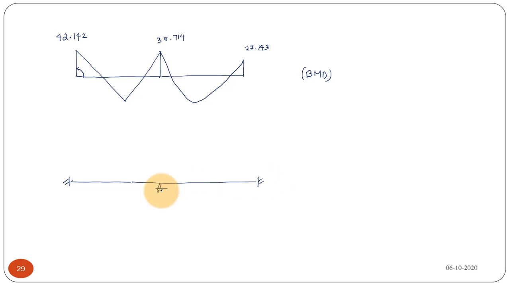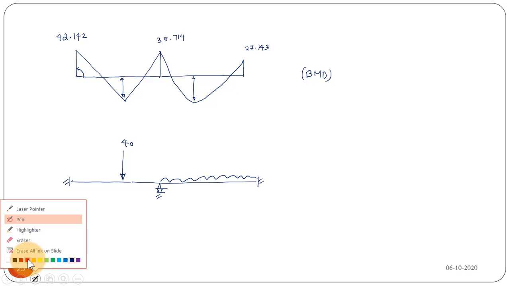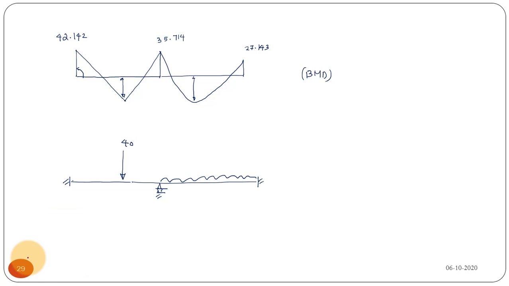Here we have a roller support, and here we have a concentrated load at the center, and here we have complete UDL. So under this concentrated load 40, you will be having this much of moment. Under this UDL, maybe near the center, you are going to have this much moment. And what can you understand from this moment diagram?